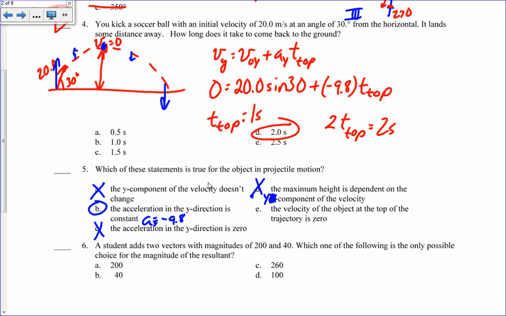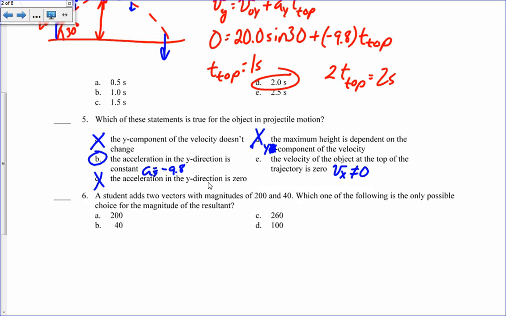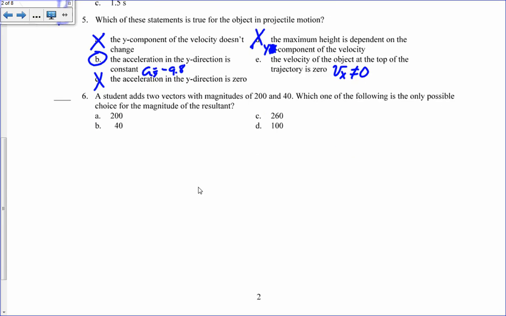That's sort of true. We could say that the y component of the velocity, but remember at the top of the trajectory, Vx is not equal to 0. So that's not a true statement because the velocity isn't 0, it's just the y component of the velocity is 0. All right, so the answer is B for number 5.